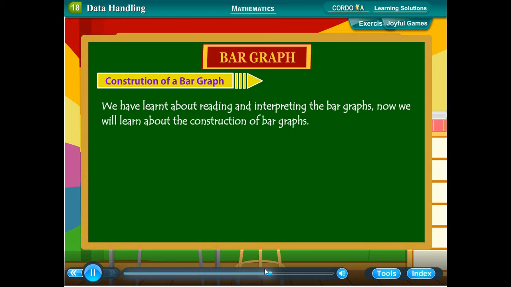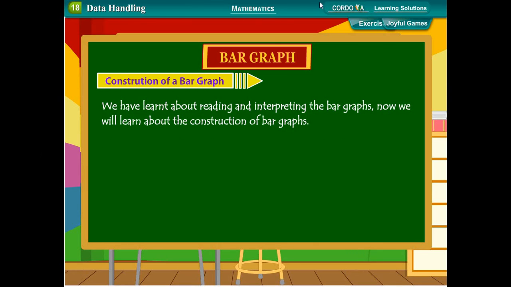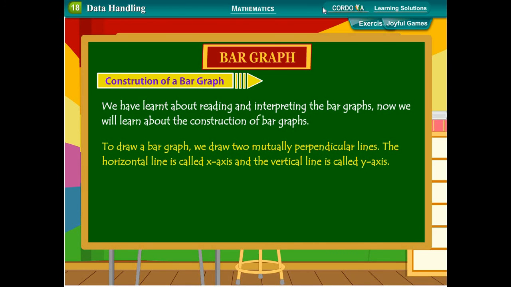Construction of bar graphs. We have learnt about reading and interpreting bar graphs. Now we will learn about the construction of bar graphs. To draw a bar graph, we draw two mutually perpendicular lines. The horizontal line is called the x-axis and the vertical line is called the y-axis.